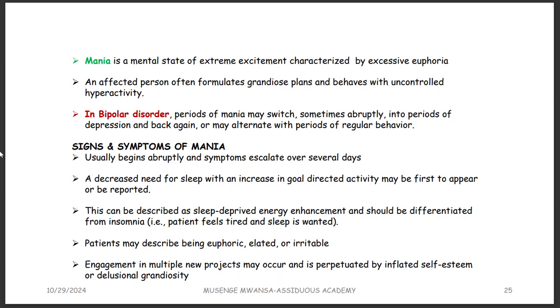I want to give these examples just for the sake of remembering. In one day, you want to finish 10 topics, in neuroscience, in pathology, in microbiology. You know, multiple new projects, too much goal-oriented. Well, mania.